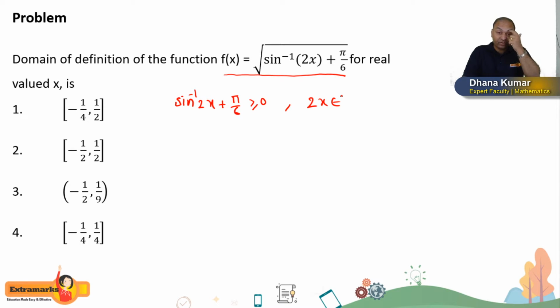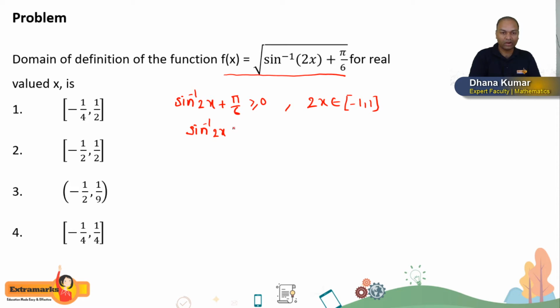Angle belongs to the domain of the trigonometric function. So what is the domain of the sine inverse function? The domain is minus 1 to plus 1. Now here you find the x value. Let us see here.